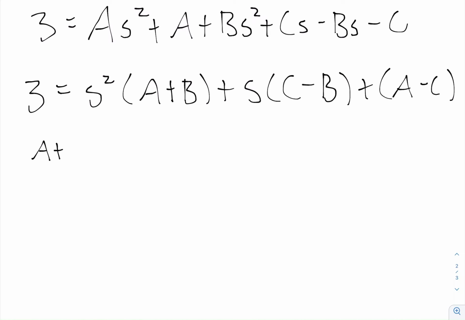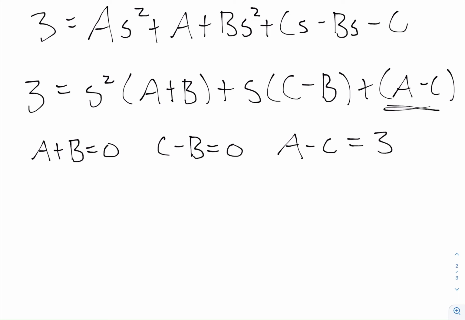So if A plus B equals 0, that means this s squared just disappears, and if C minus B equals 0, that means this s term just disappears, because it's the variable times 0. No matter what the variable is, we're just going to get 0, leaving us with A minus C has to be equal to 3. Right, because A minus C are the only constant terms that aren't reliant on some variable.